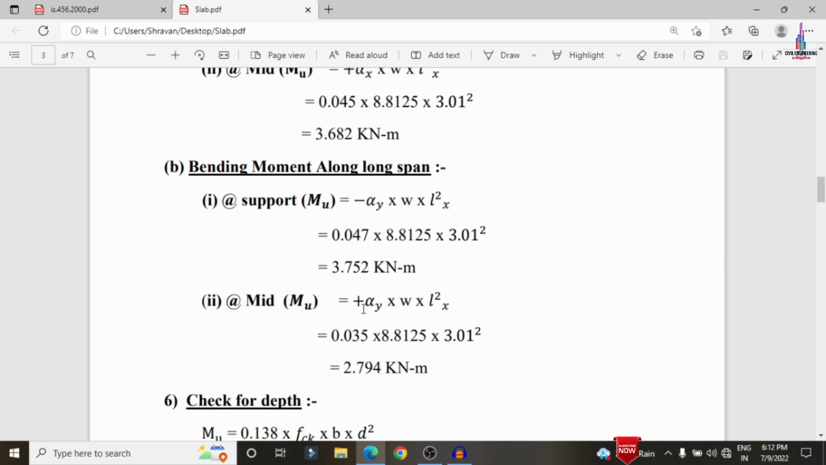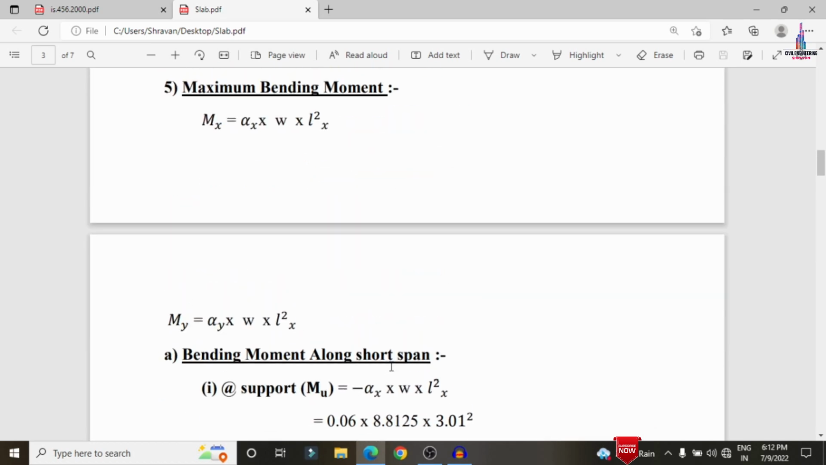In the same process, the positive will be alpha y into w into lx square, which is approximately 0.035 into 8.8125 into 3.01 square, and the moment is 2.794 kilonewton meter. Here the y direction moment is also considered with lx square only, not ly.